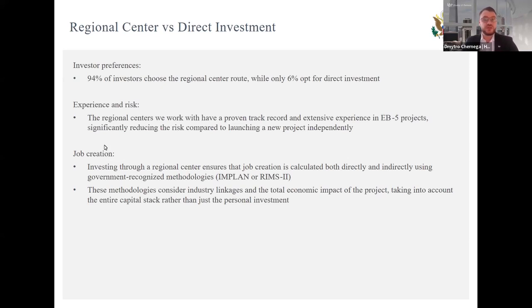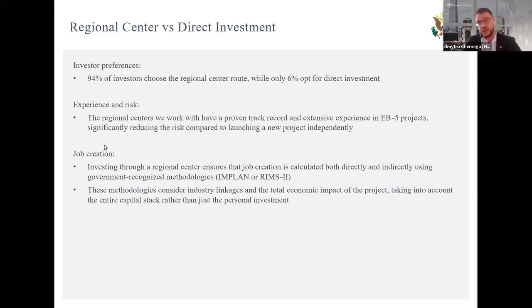So why is the regional center more popular than the direct investment? The statistics never lie, and according to one of the latest stats, 94% of investors choose the regional center route, while only 6% choose the direct investment. The regional centers we work with have a proven track record and extensive experience in EB-5 projects and the industry as a whole, significantly reducing the risk compared to launching a new project independently.